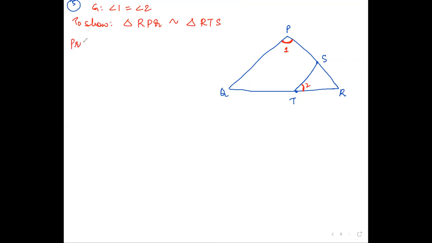Let's do the proof. So start from the given condition. Okay, first of all, look carefully. What can I do here? Because I want to show that triangles are similar, I need to show some criteria for similarity. So what do I have here? See, angle 1 is equal to angle 2. One angle is given to be equal. Is there anything else? Angle R is common. Exactly. Angle R is common. Is there anything else?